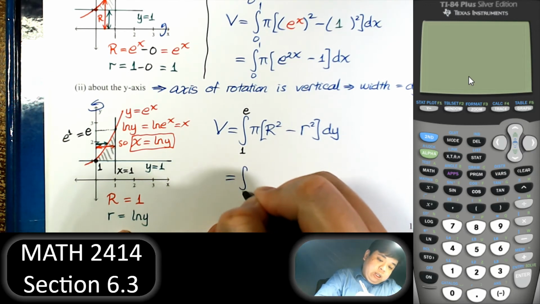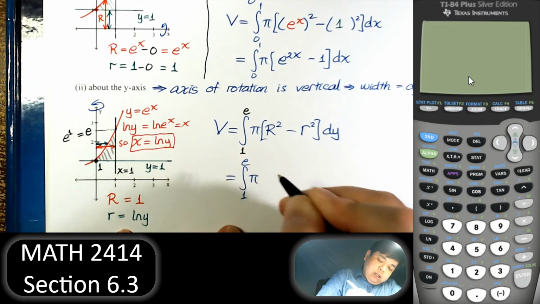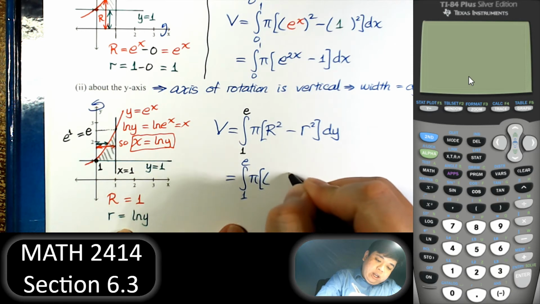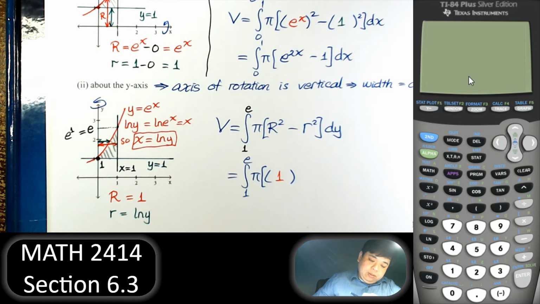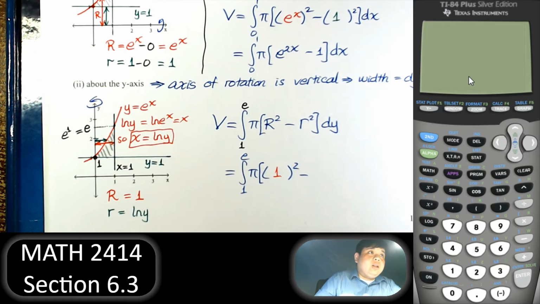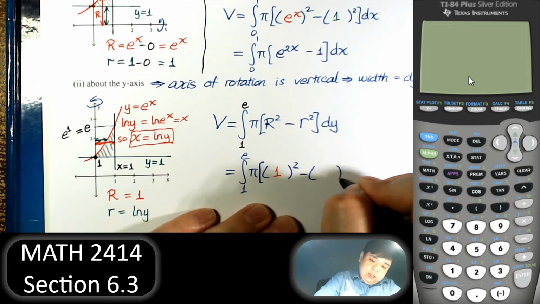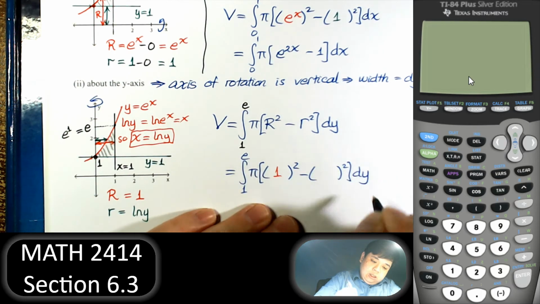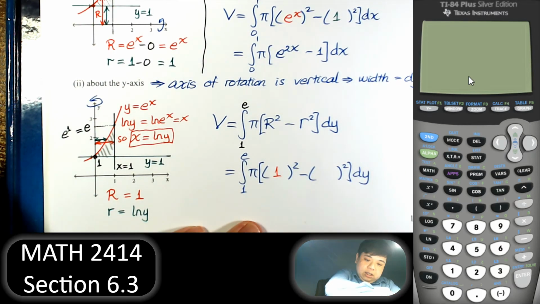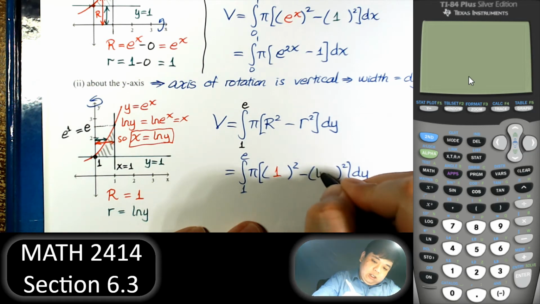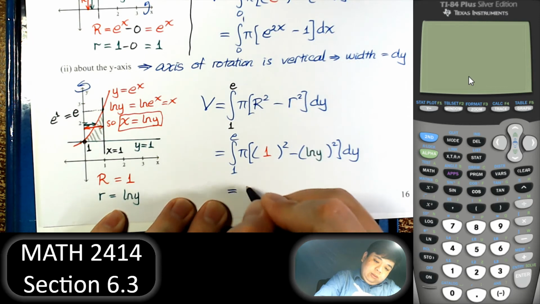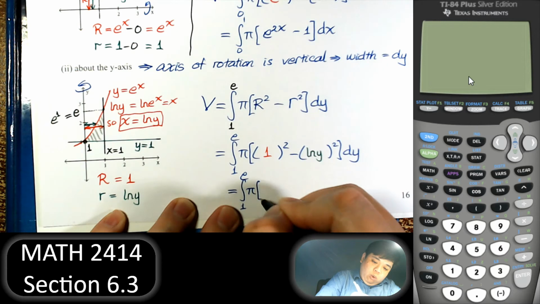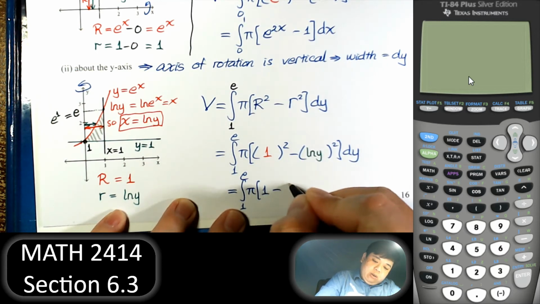We have the integral from 1 to e of pi, big radius squared, 1, minus the little radius squared, which is ln of y. So we have 1 squared minus ln of y.